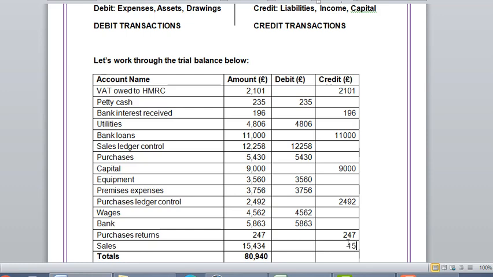It's under CLIC. And once we've done that, we will be expected to add the entire debits together and add the entire credits together. And the figure at the bottom should be exactly the same on the debit side and the same on the credit side as well.